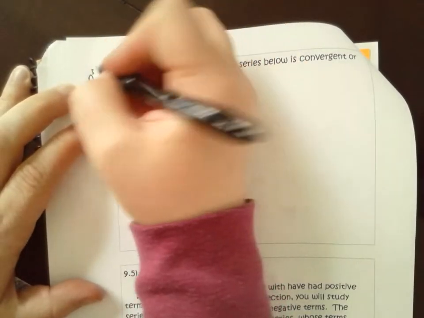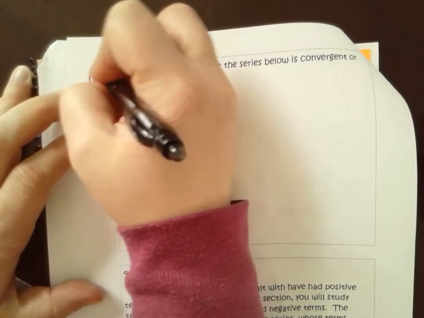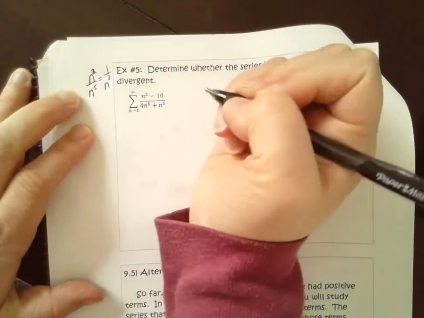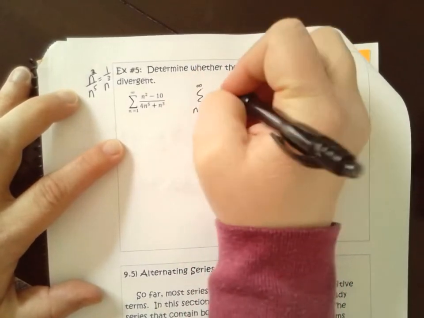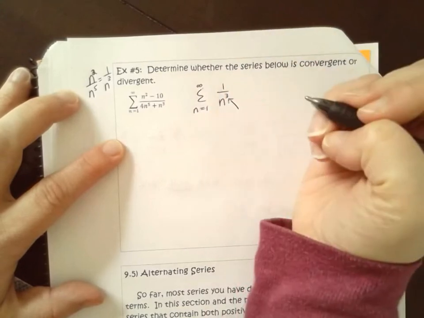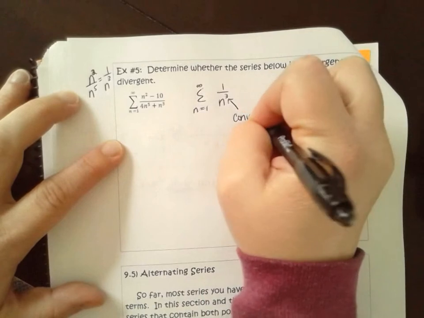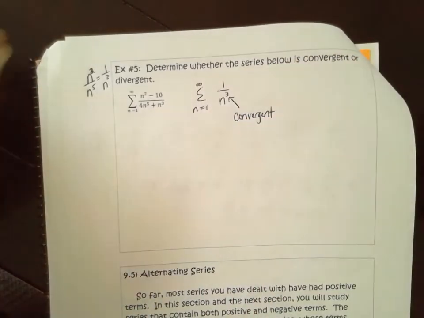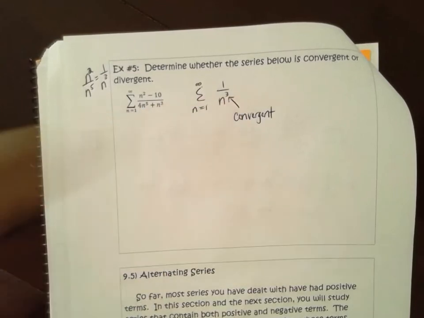N squared over n to the 5th is 1 over n cubed. So I'm going to compare this to the series 1 over n cubed. It's a p series, p for the exponent. That's greater than 1, so I know it's convergent. If my limit comparison gives me a finite positive number, then I know that both of these are convergent because that one was convergent.